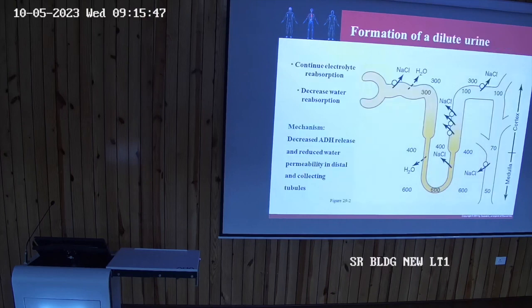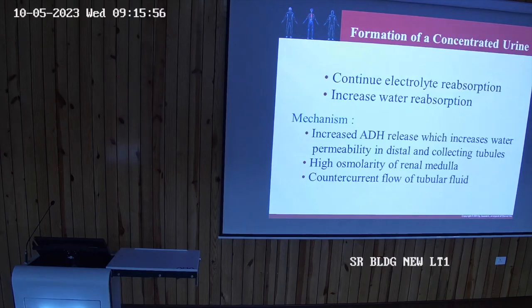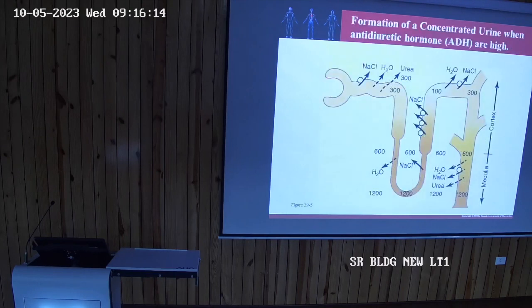Mechanism is decreased ADH release and reduced water permeability in the distal and collecting tubules. Another feature is concentrated urine. It involves continuous electrolyte reabsorption and increased water reabsorption. Increased ADH release results in increased water reabsorption, high osmolarity of the renal medulla, and countercurrent flow of tubular fluid. This will result in concentrated urine, that is, an osmolarity of 1200 milliosmoles.